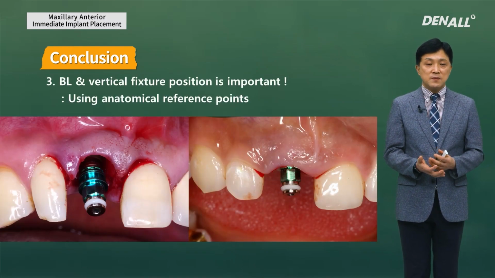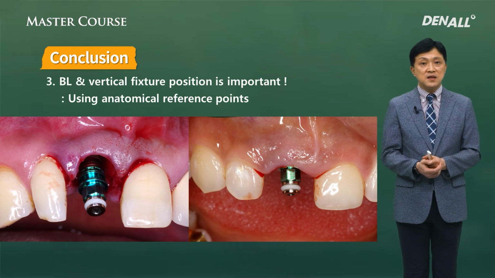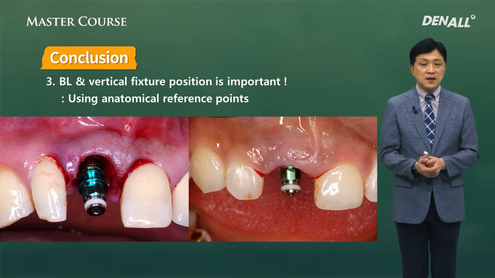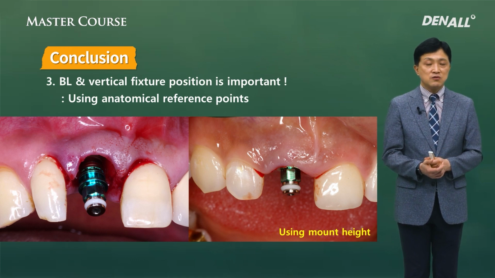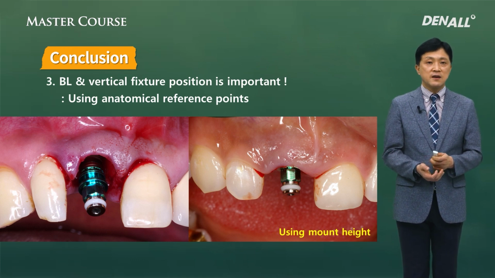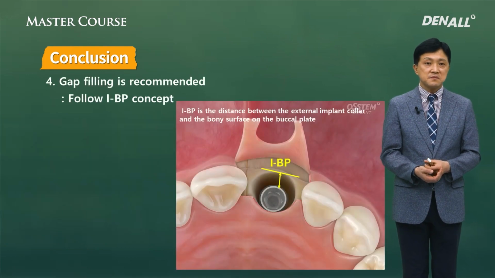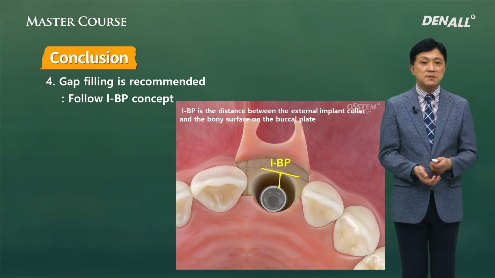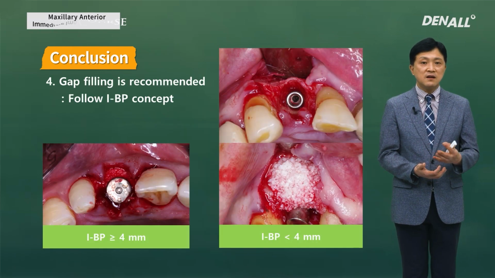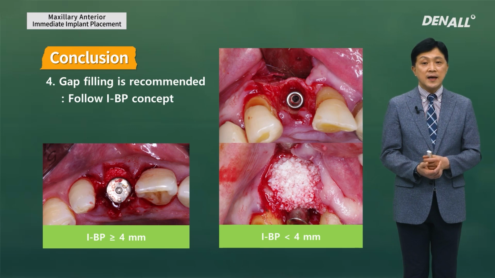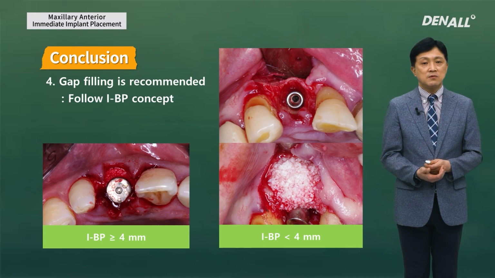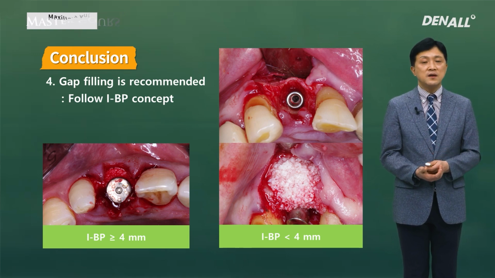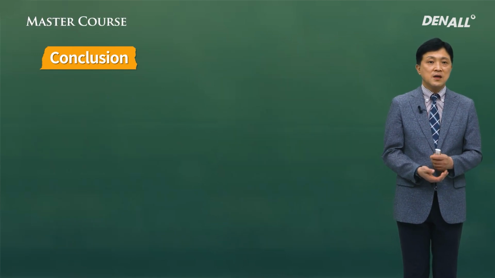And vertical positioning is very important. We need to use reference points for the positioning. When we use a pre-mount fixture, the mount height needs to be understood to determine the vertical position. Gap filling, as I said before, the IBP concept is used if it is 4 millimeters or bigger, internal graft only. When it is less than 4 millimeters, internal and external socket graft needs to be done. And that is the criteria to determine the scope of the graft.